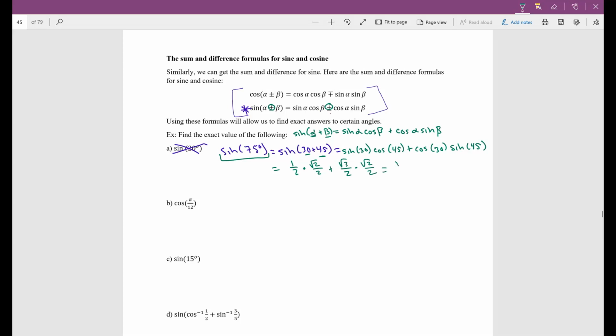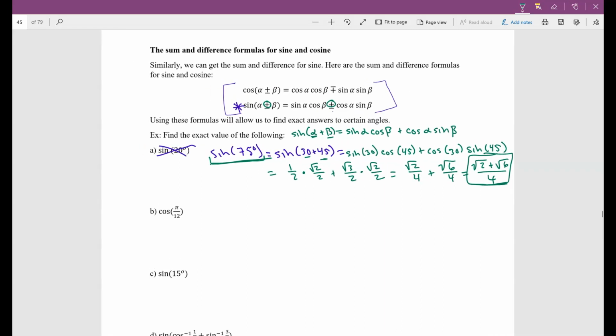So the first product gives me square root of 2 over 4, plus square root of 6 over 4. If I add this together, you get square root of 2 plus square root of 6, divided by 4. And you cannot add the square roots because they don't have the same radicands on the inside. So basically, the sine of 75 degrees is equal to the square root of 2 plus the square root of 6, divided by 4.